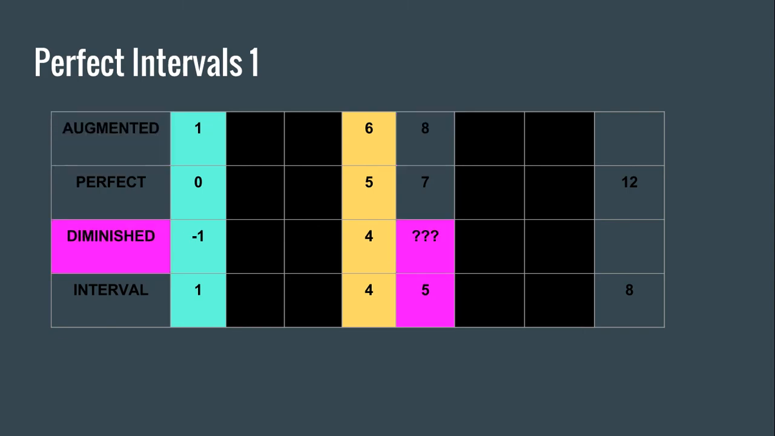How about a diminished fifth? If we look at that, how many half steps away would that be? The answer would be 6. So here are how many half steps away our fifth intervals are.